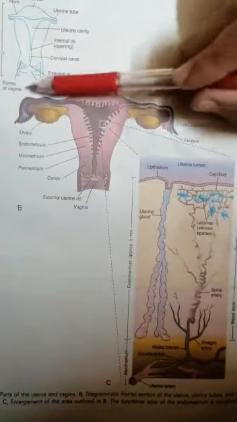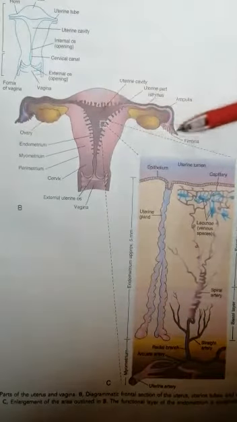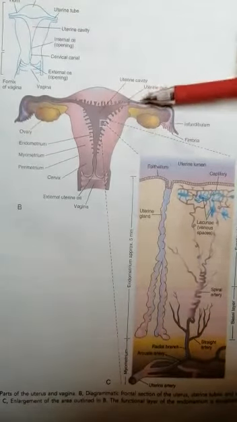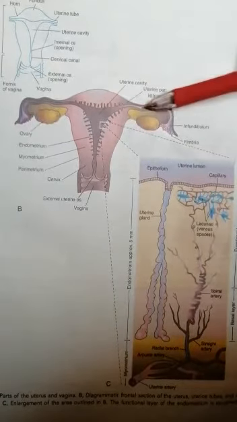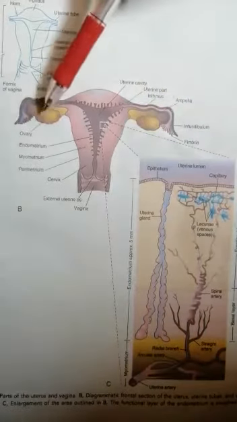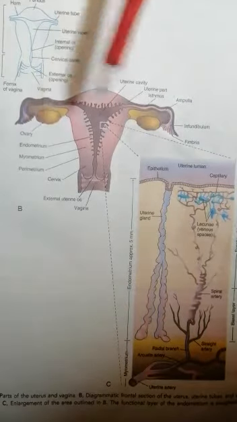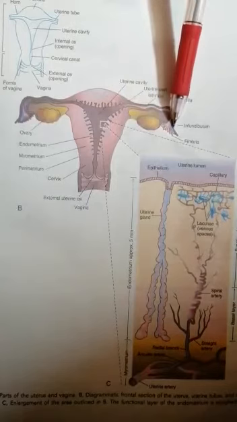Also, from the uterus you can see these two hanging structures, like hands, coming out of the uterine body, called the fallopian tubes or the uterine tubes. They are tube-like structures. You can see the ovaries attached to these tubes. So this is a fallopian or uterine tube.